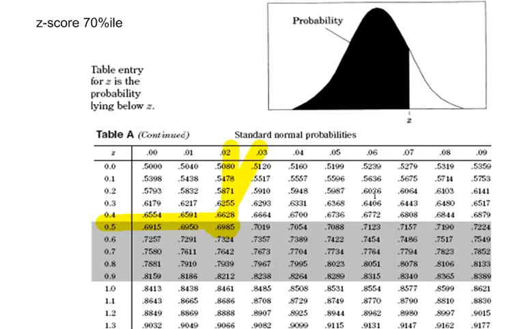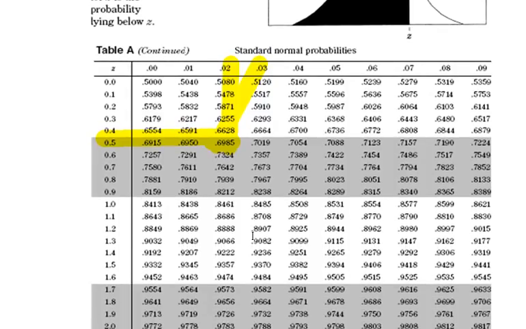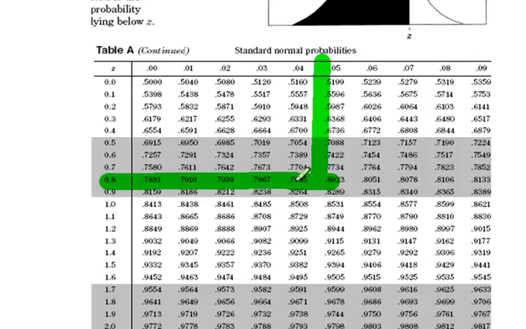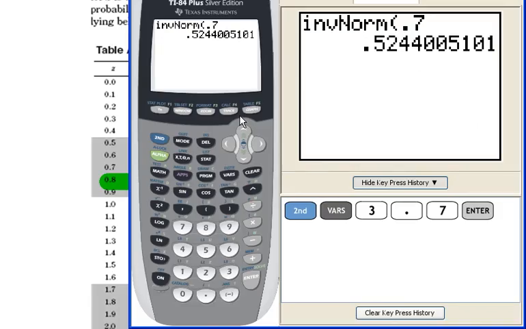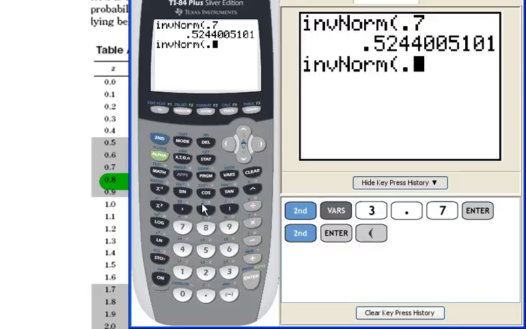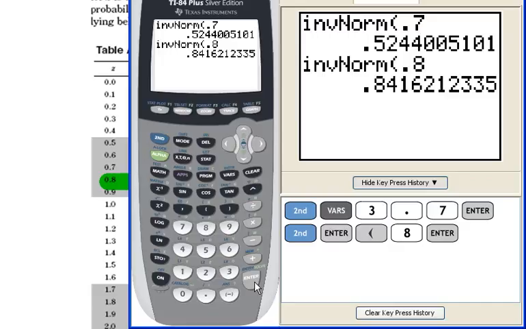So the first thing I'm going to do is go to my table and find the place where I've got 0.80. As I look through here, I am going to find 0.80 right in between here. If I go across, that is a z-score of somewhere between 0.84 and 0.85. But I'll go to my calculator and get the exact value. So when I go second, enter, I get the same thing, but I want 0.8 this time. So the z-score is 0.842 if I round.